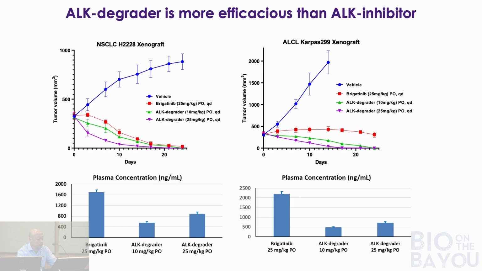Importantly, the degrader, even though it's a much larger molecule, was orally bioavailable, designed in such a way that it is permeable. And so the degrader at 10 milligram, 25 milligram afforded excellent systemic drug exposure, judging by the plasma concentration after 3 weeks of treatment.